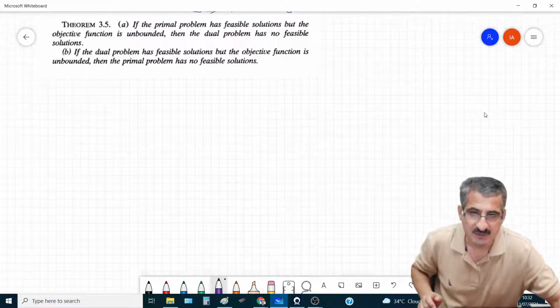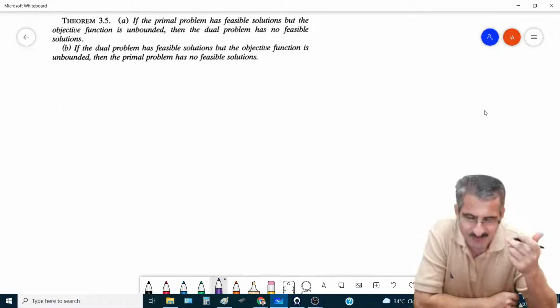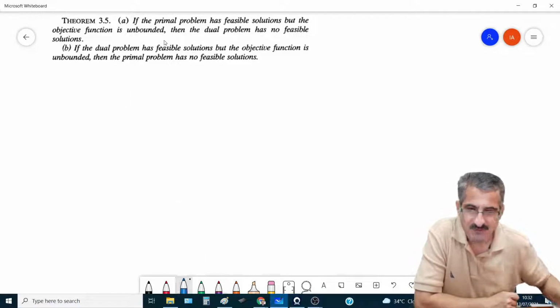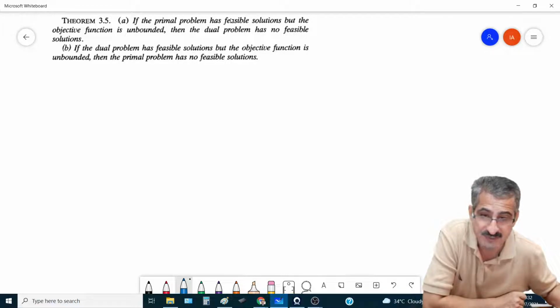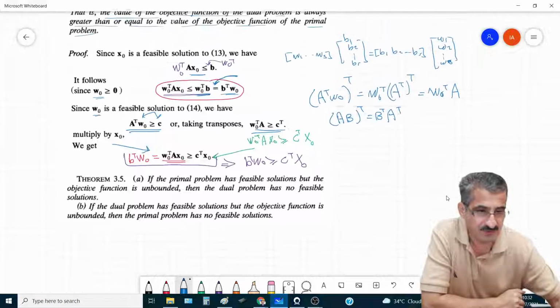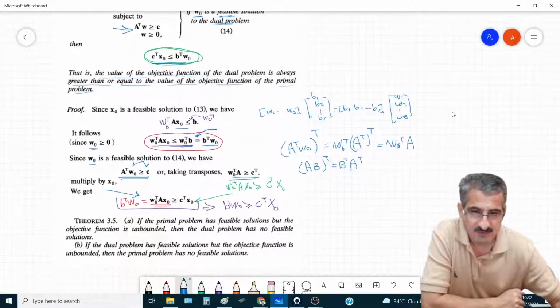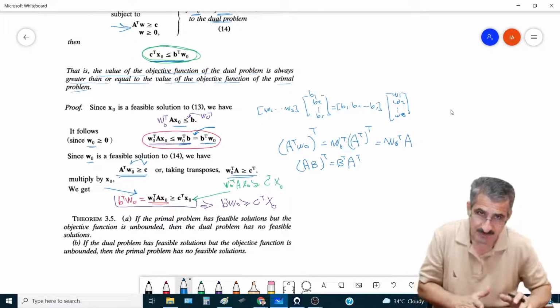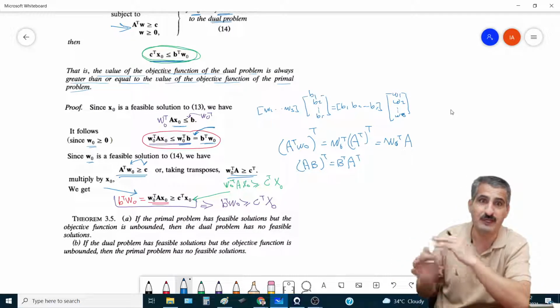Okay. Now, this theorem is a direct conclusion from the one before. It says if the primal problem has a feasible solution, but the objective function is unbounded, then the dual problem has no feasible solution. Now to see why this is true, we go back to the theorem. The theorem says the value of the dual problem at any solution is bigger than the value of the primal problem at any solution, or at all solutions.